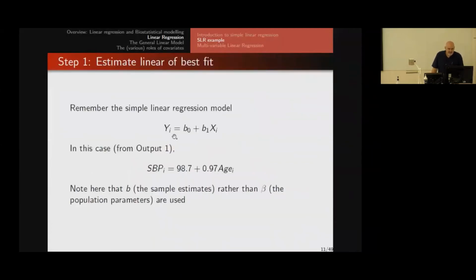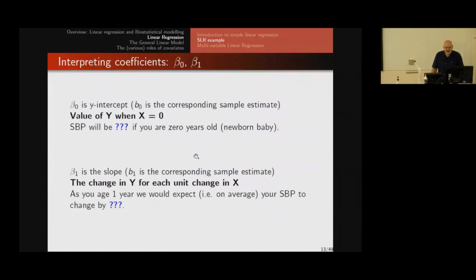Okay, so what does this B0 and B1 mean, or beta 0 and beta 1? Let's talk about that. So beta 0 is the y-intercept, and B0 is the corresponding sample estimate of the y-intercept. It represents the value of our outcome variable we would expect when our predictor equals 0. So in the context of this problem, we would expect systolic blood pressure to be what value if you are 0 years old, if you are a newborn baby?